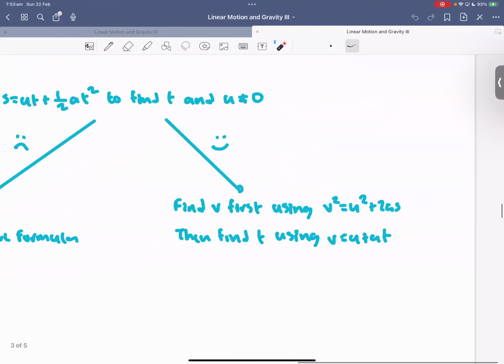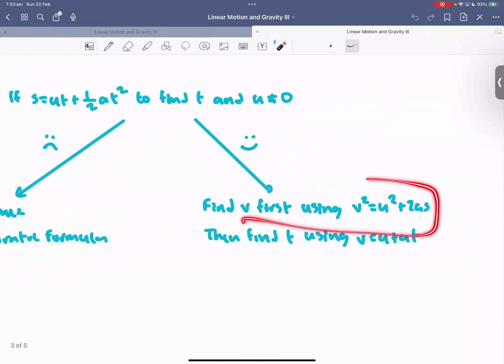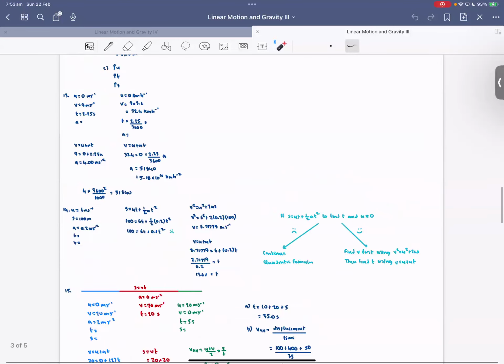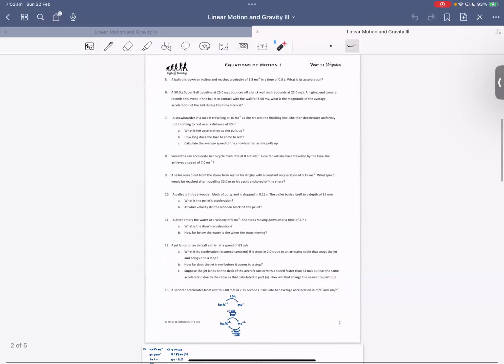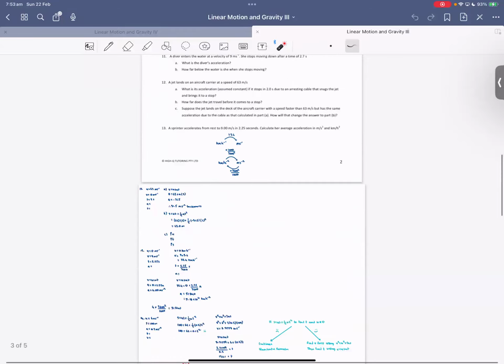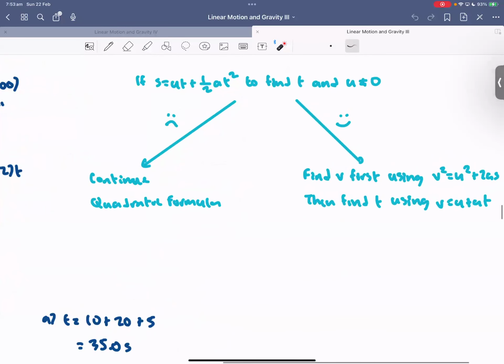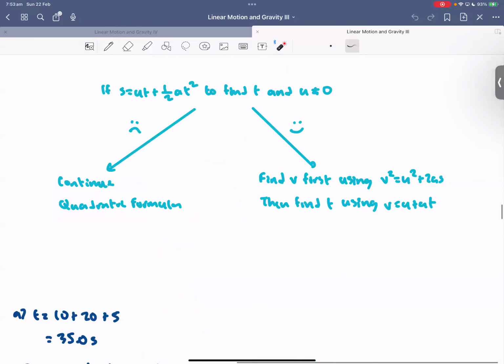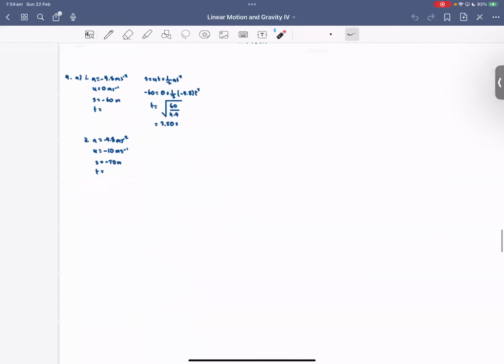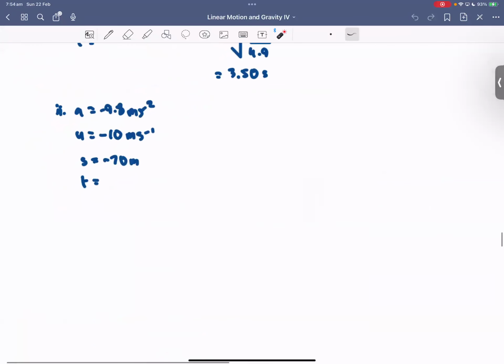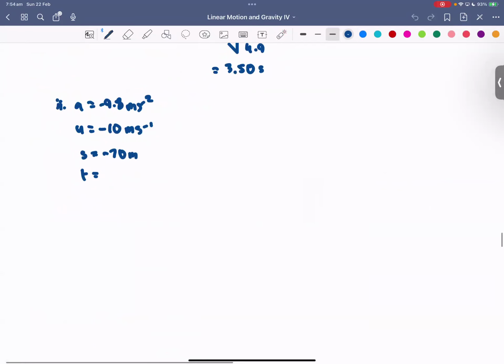What's better than having to do a quadratic? Find V first using V squared equals U squared plus 2AS. Then find T using V equals U plus AT. There was an explicit reason we discussed that last lesson. I don't want to have to use a quadratic formula. I really don't. So anyone using S equals UT plus half AT squared, either you're going to use a quadratic formula or you're going to do V squared equals U squared plus 2AS first.